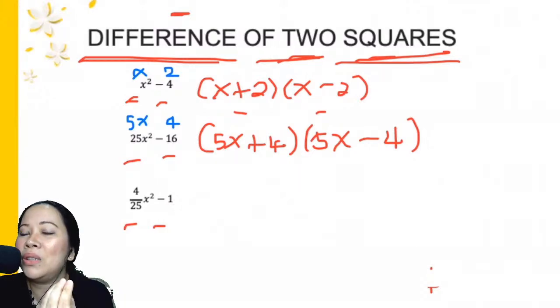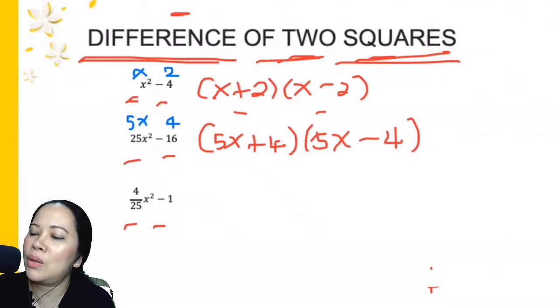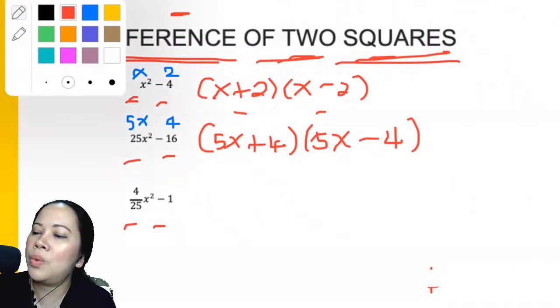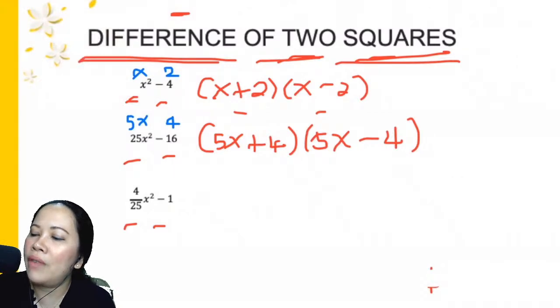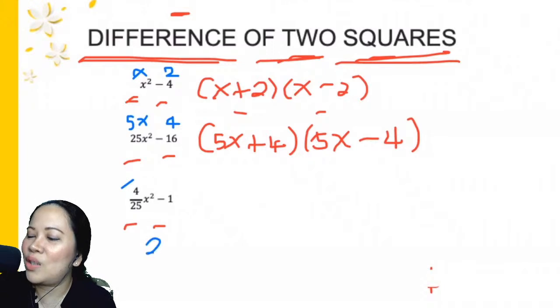And remember, the middle term is the sum of the factors. So 4 plus negative 4 is 0. So there's no point of solving it, okay, because there's no middle term. And the last one will be 4 and 25. So you find the root of 4, it's 2.